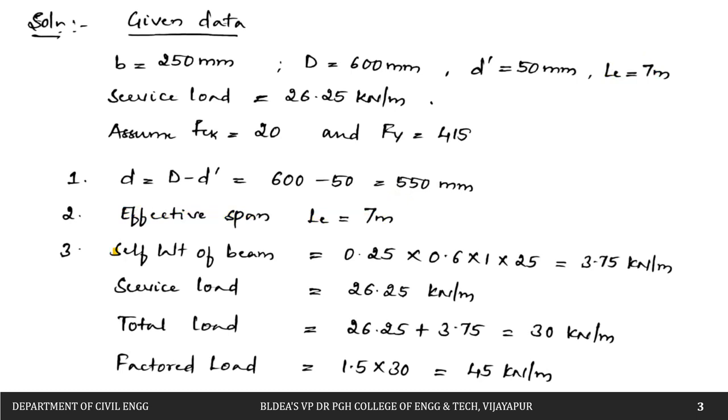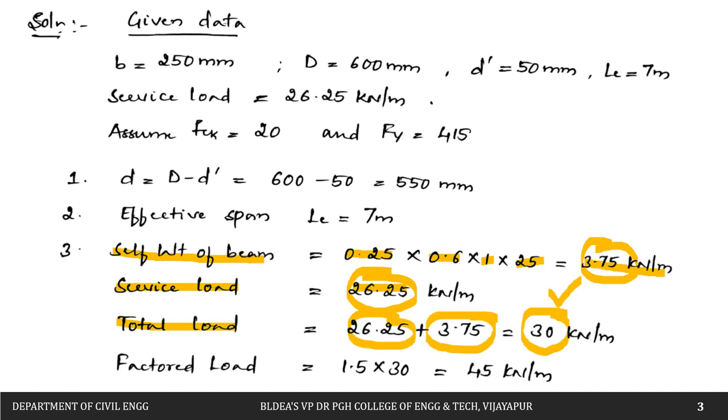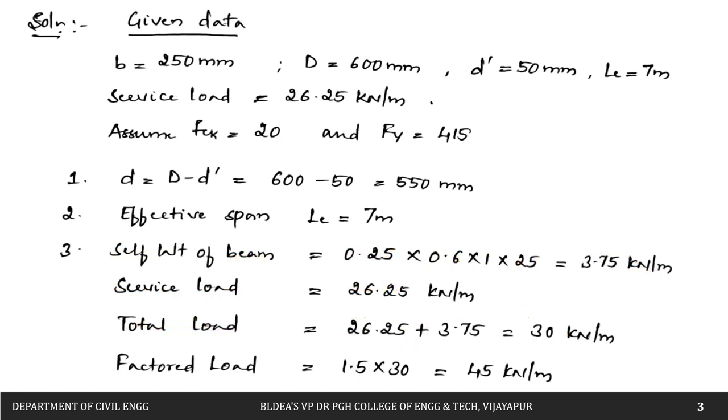Then we'll calculate the self-weight of the beam. The beam size is 0.25 by 0.6. Per meter span, we calculate the self-weight, and the density of RCC is 25. If you multiply, you get 3.75 kN per meter. Then they have given the service load of 26.25 kN per meter. If we add these two loads, we get the total load, that is 26.25 plus 3.75, which is 30 kN per meter. Then we'll calculate the factored load by multiplying by 1.5. So 1.5 multiplied by 30 gives 45 kN per meter.